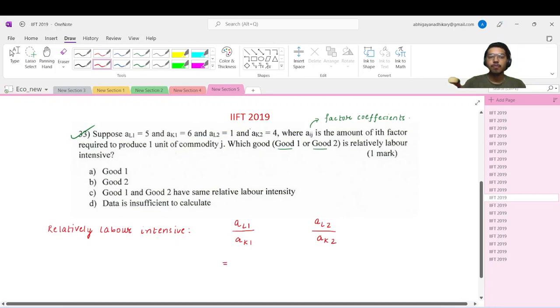So if you just put down the figures, you'll see aL1 is 5, aK1 is 6, and over here aL2 is 1 and aK2 is 4. So obviously this is greater. We can clearly understand that. That means good 1 is more labor intensive. So clearly it is option A. So for question number 33, your option is option A.